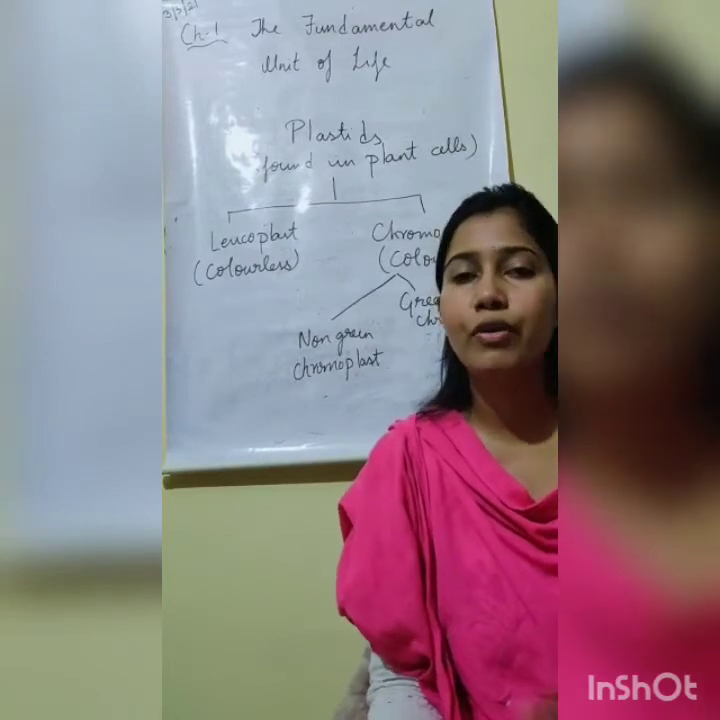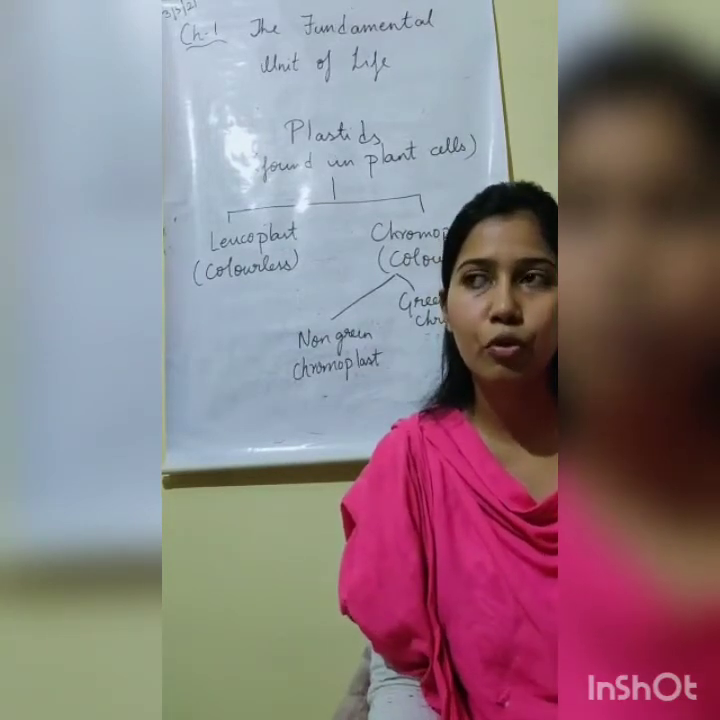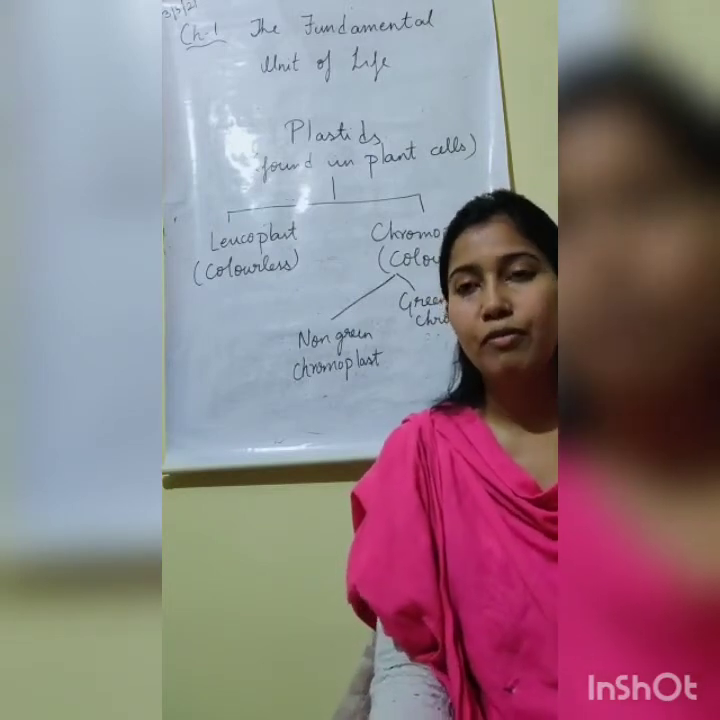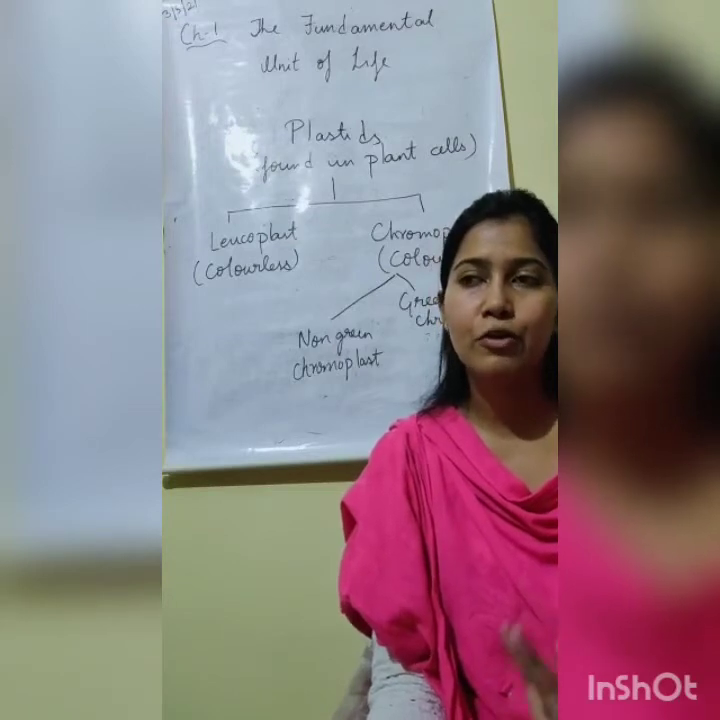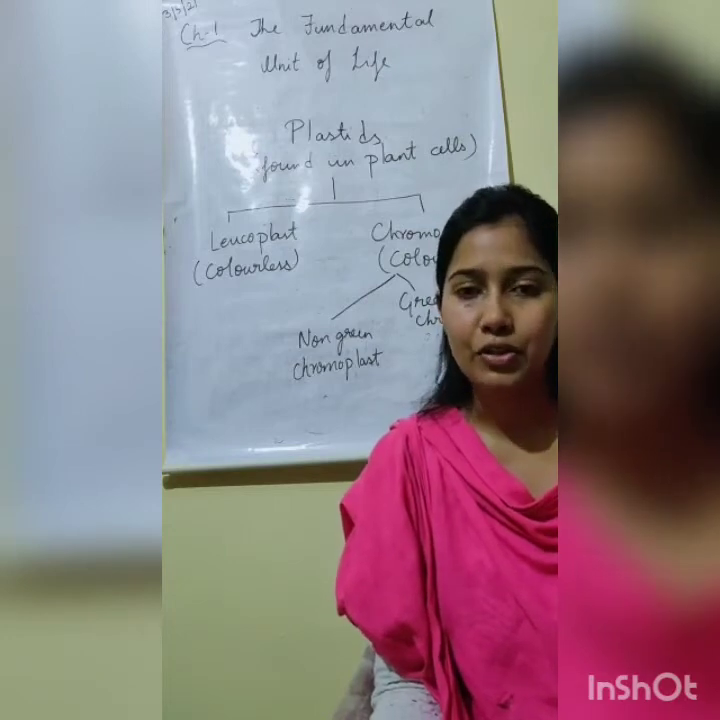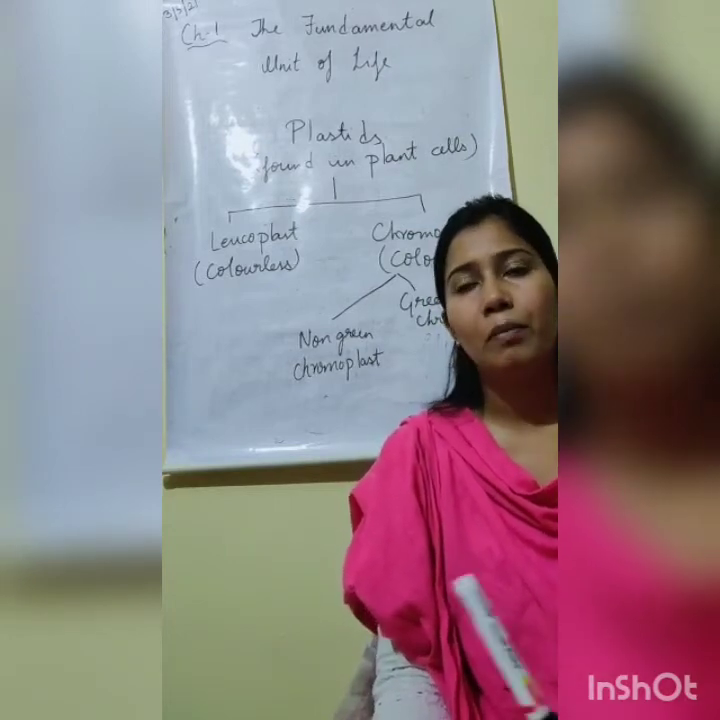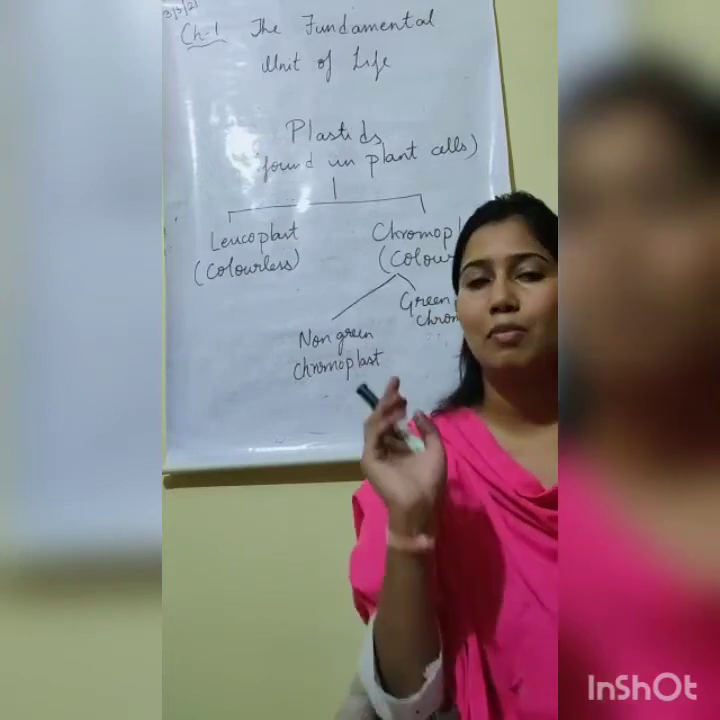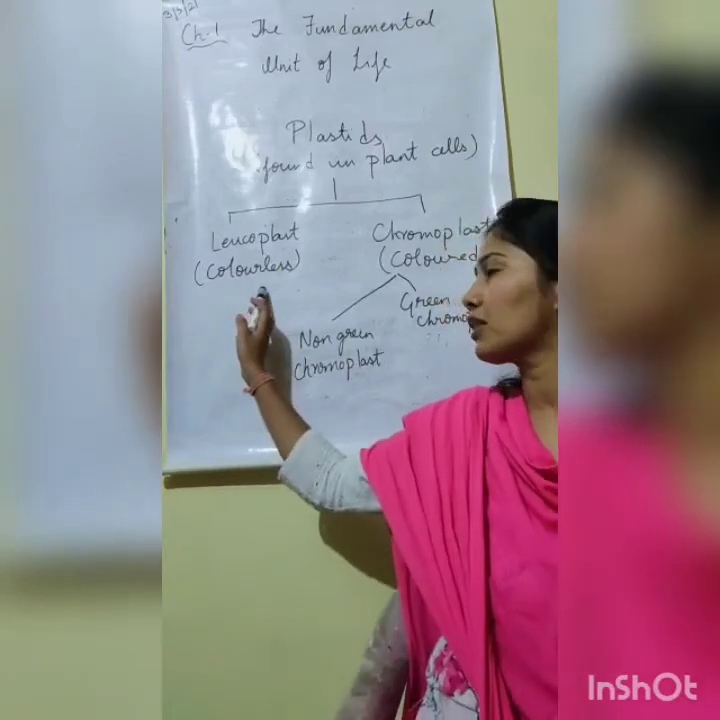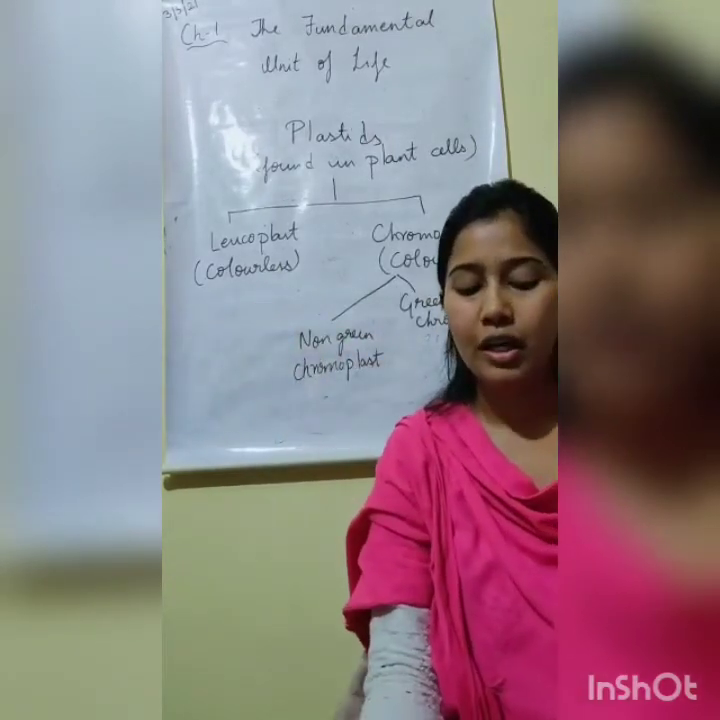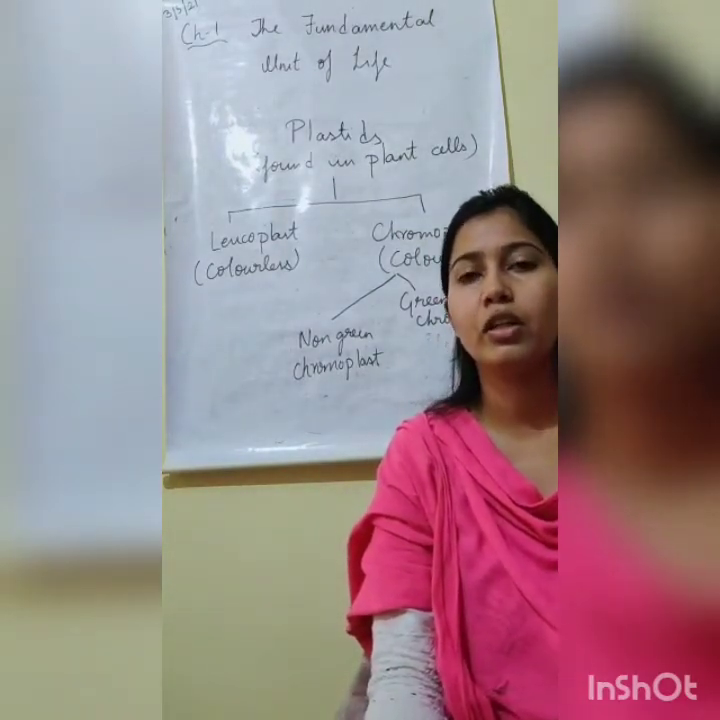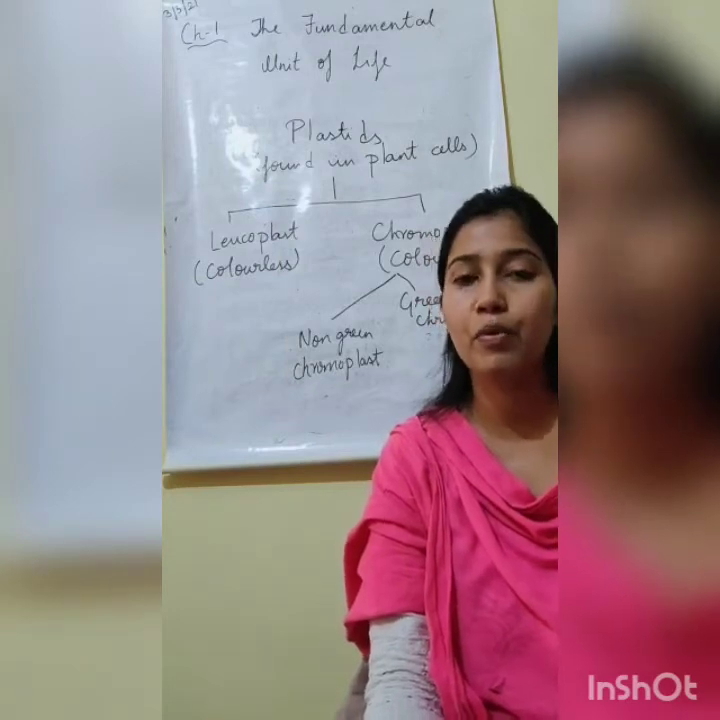Now coming to the function of non-green chromoplast: they impart various colors to flowers and fruits, to attract insects for pollination. Next is leucoplast. You are going to say, ma'am, leucoplasts are colorless plastids, so what are they capable of? The function of leucoplast is to store food in the form of starch, fats, and also proteins.